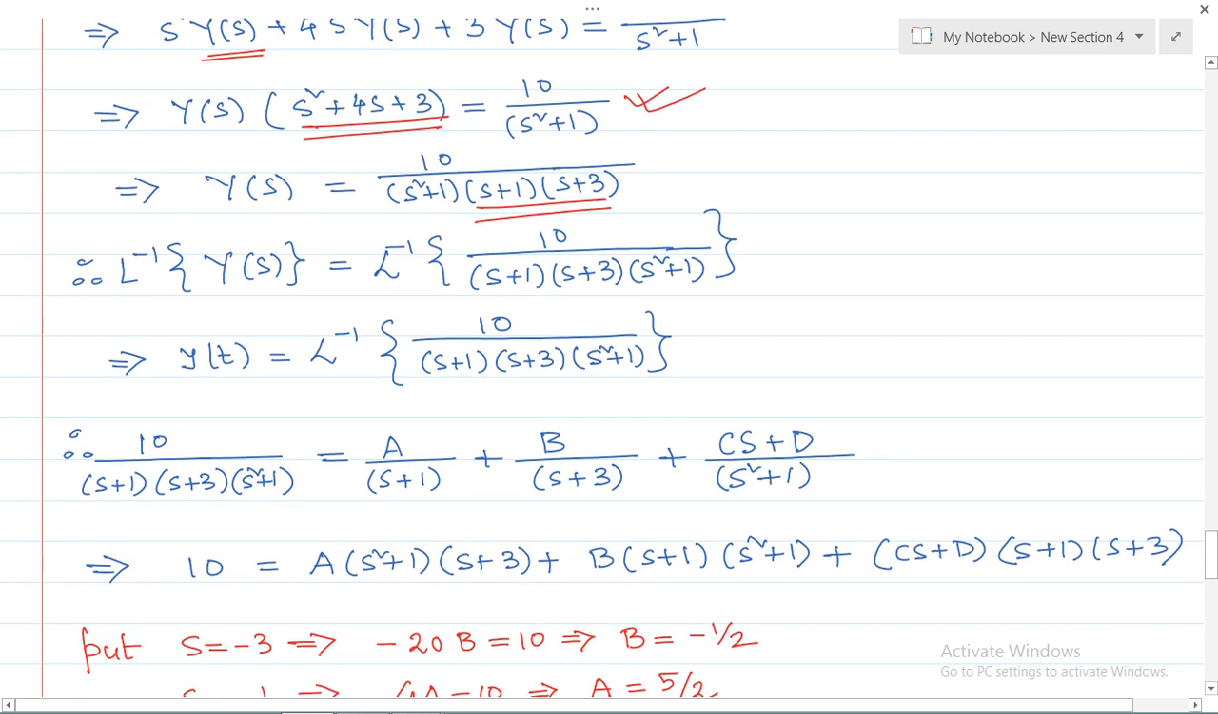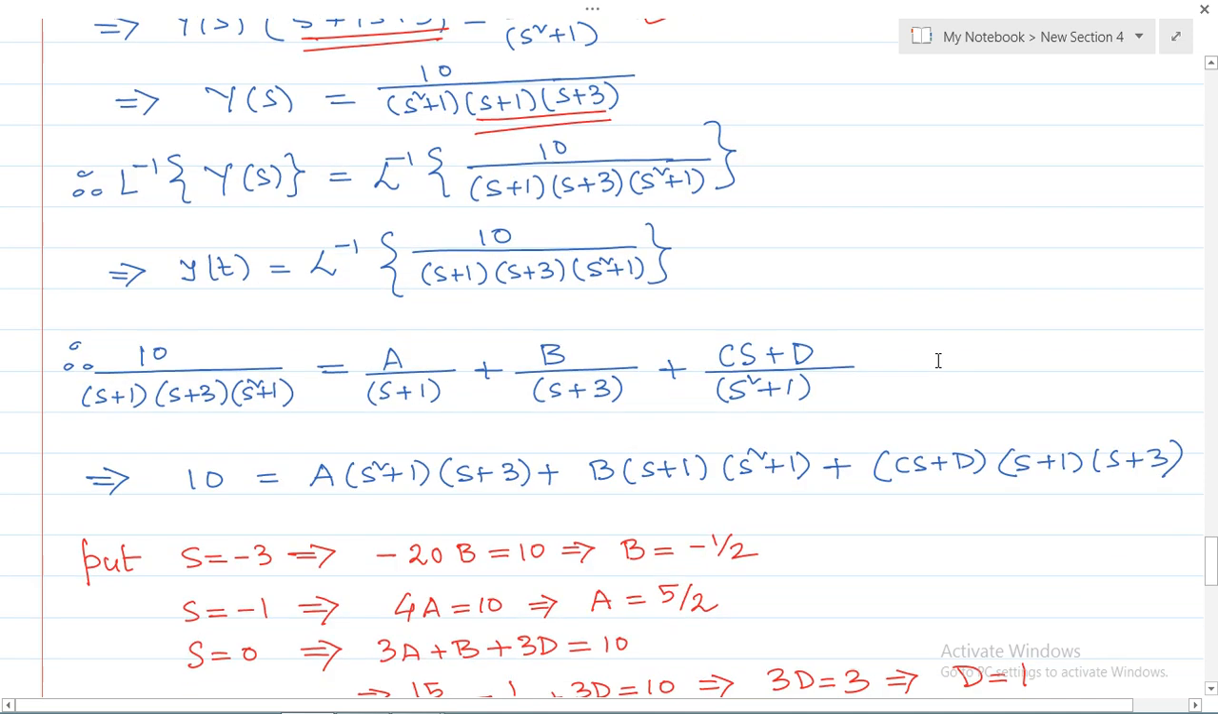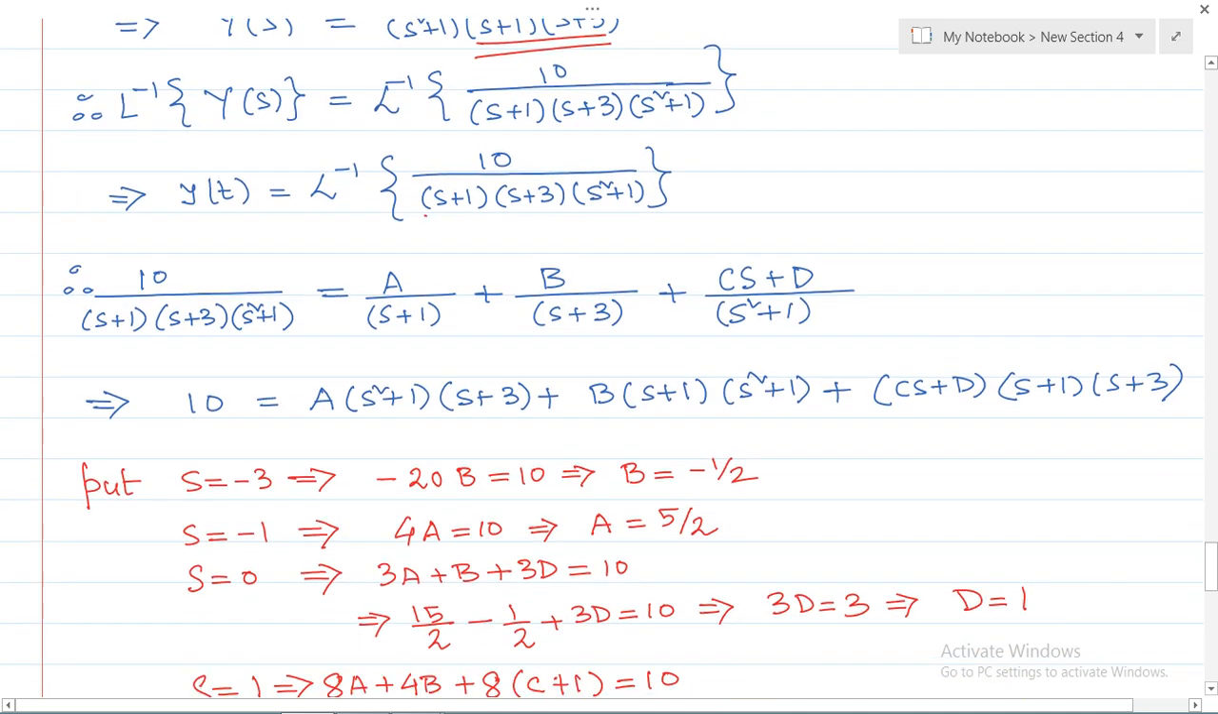Now how to do the partial fraction for this kind of case? This will come as the third formula for the partial fraction. Here we have two linear factors, and another factor which cannot be broken, a non-breakable factor. For this, first of all we deal with the linear factor terms, that is A upon s plus 1 plus B upon s plus 3. Since below we have a quadratic term, s square plus 1, the numerator will be linear, that is Cs plus D upon s square plus 1.